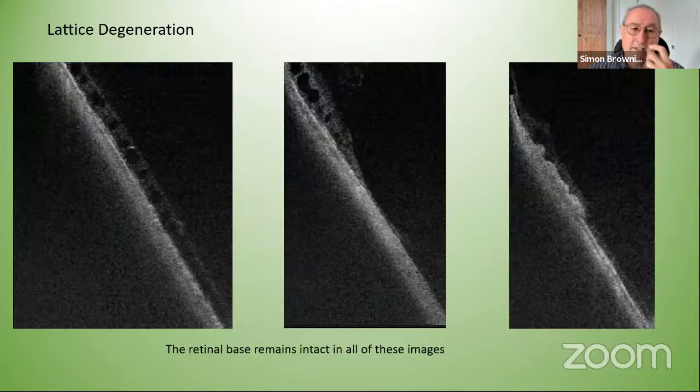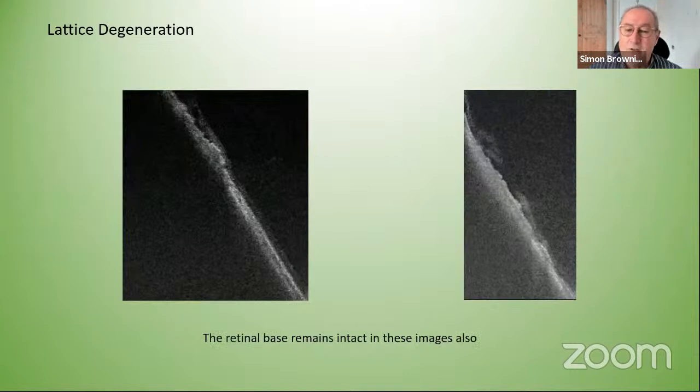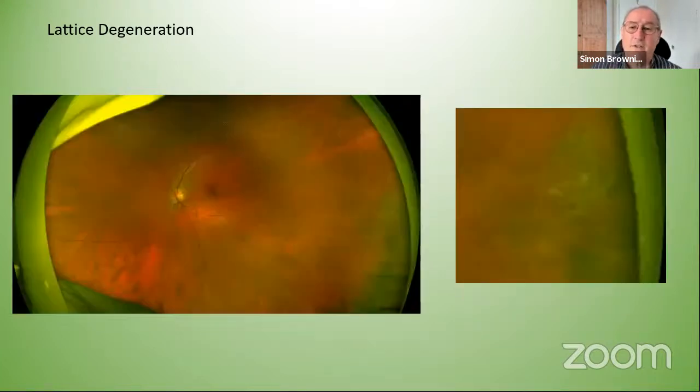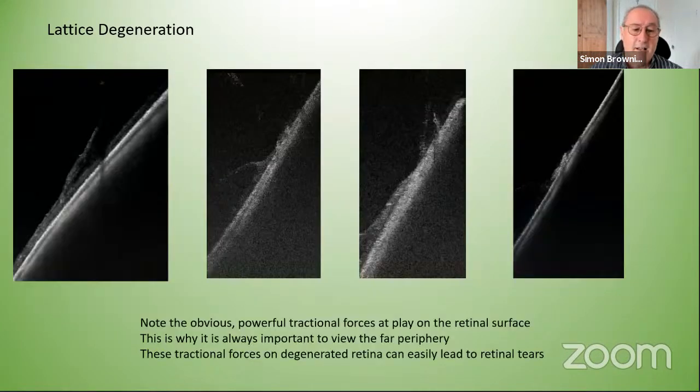But if you've got the OCT image there as well, that will guide you so much more. And again, the retinal base remains intact in these images as well. So we know the retina is not detaching, but look at the extreme forces that are there on the retina. Another lattice degeneration here.